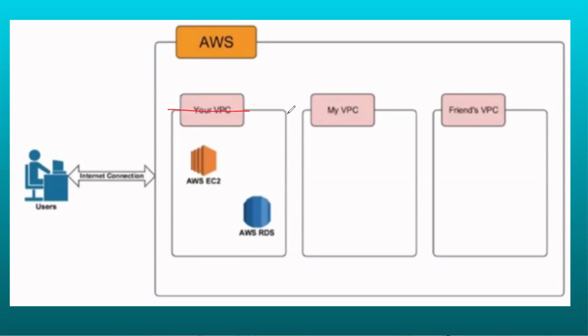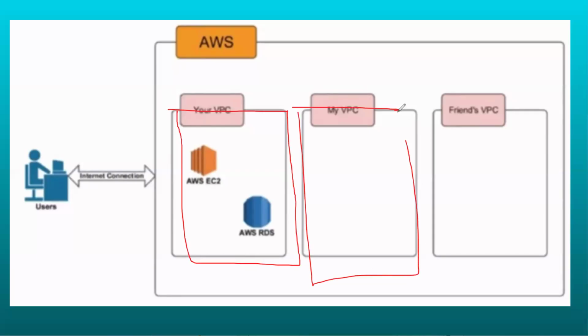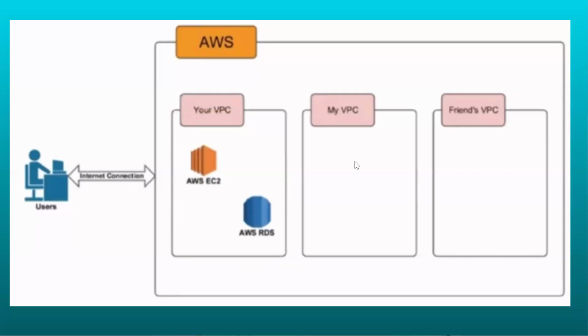So this is your private network, a private section of your AWS. This is my private section of AWS. This is my friend's. Once we get into AWS, we can create n number of networks, but each one is isolated as a private section and fully secure. We are going to create resources on top of it, either a server or a database, whatever. These resources are fully secure.